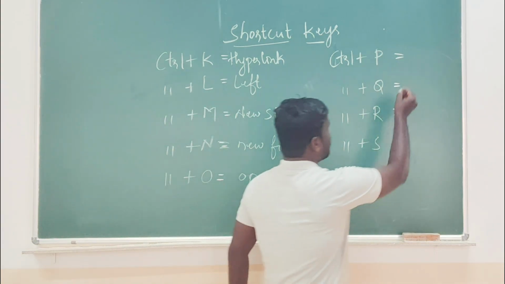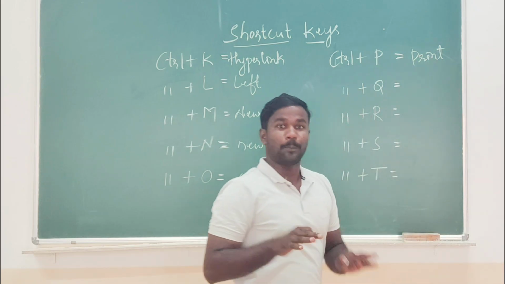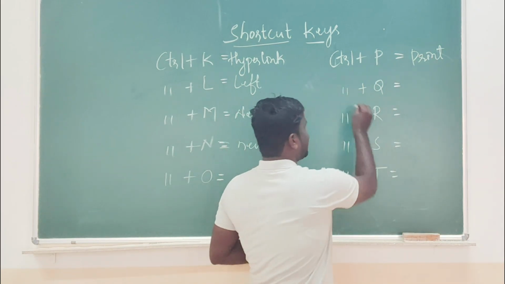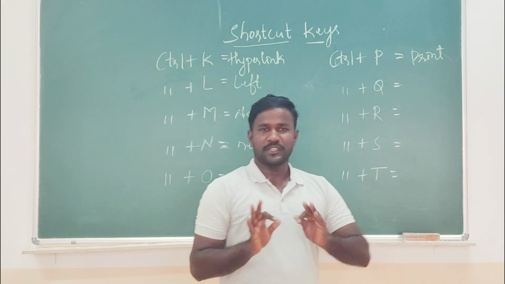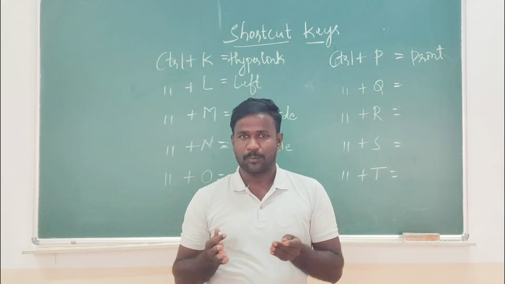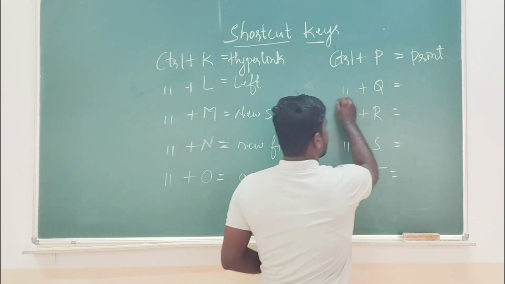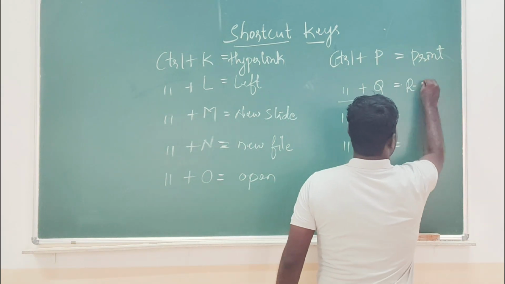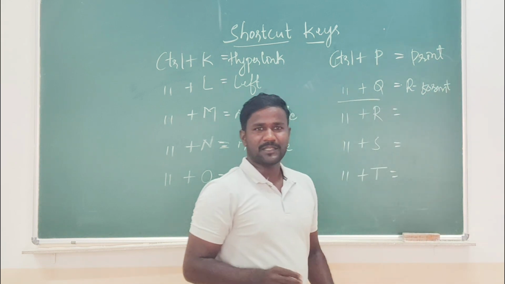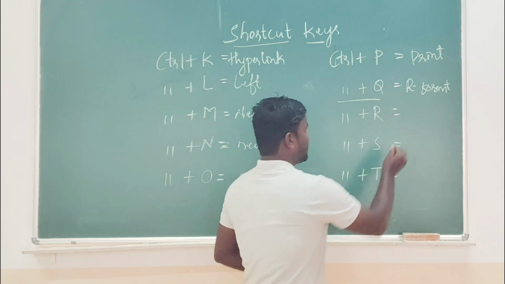And we have Control P, which means print. Print means when you want to print any file, so we use Control P. And Q we use in MS Word for removing formatting. Sometimes we format the data, and if you suddenly want to remove that, we use Control Q to remove formatting. And R means right alignment. L is left alignment, R is right alignment.